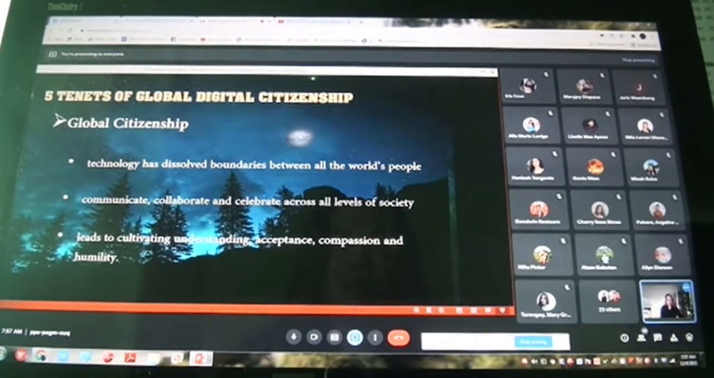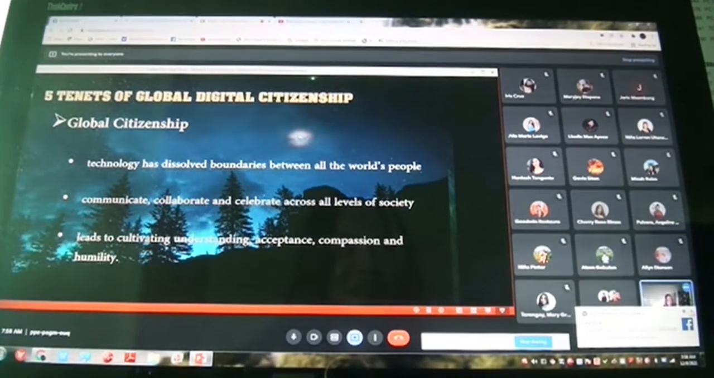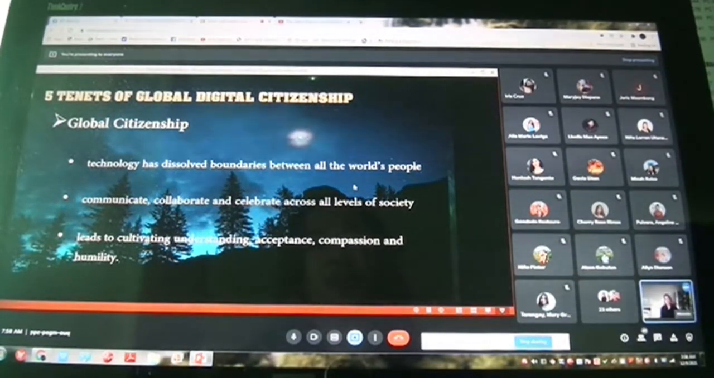And global citizenship leads to what? Cultivating understanding, acceptance, compassion, and humility. Okay? From the word compassion, it means consideration for others, love for others, and acceptance. Even if you are from a different culture, we must have this acceptance and understanding of every culture. And the word there is humility. It doesn't mean we are going to boast about any culture that we have, but the word there is humility. Okay? So that's the second one.